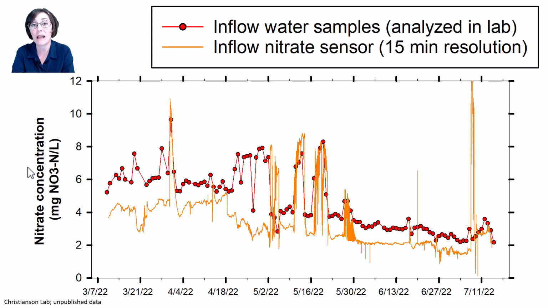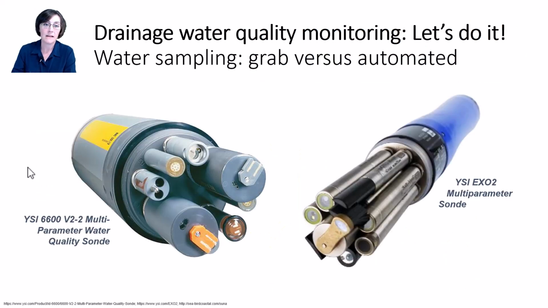I'm also showing some YSI handheld sondes here. A challenge with these that we found is that they need to be calibrated every couple hours. Hence, they're not really field deployable on a permanent basis for continuous water chemistry sensing. These are good for spot checks as long as you've calibrated them right beforehand.